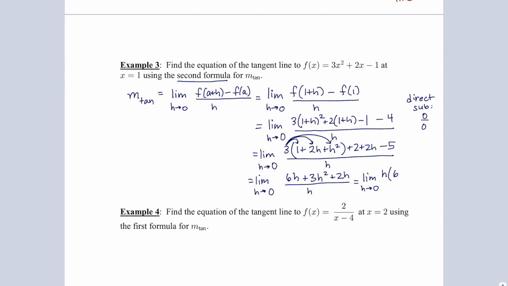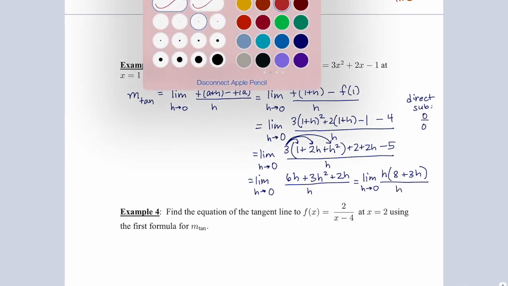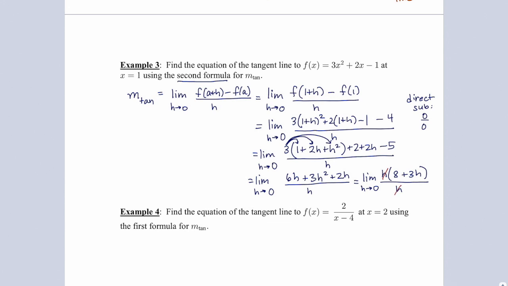If I factor out an h, it looks like I have 8h altogether there, so I'm going to combine those and make this h, and then 8 plus 3h as the second factor, divided by h. And that's that form we like to see where we can reduce. And now I have the limit as h goes to 0 of 8 plus 3h. Now I can do a direct substitution and I get 8. So again, there's the slope of the tangent line.